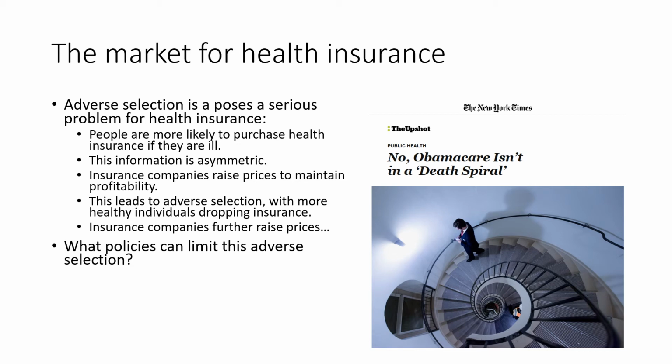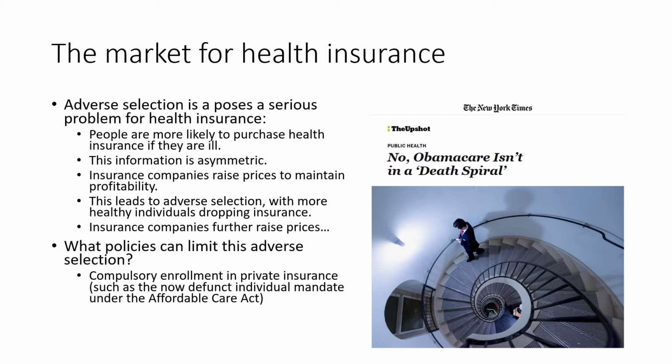What policies can limit this adverse selection? Compulsory enrollment in private insurance, such as the now defunct individual mandate under the Affordable Care Act. So if there is a compulsory enrollment in private insurance for individuals, then this policy may limit the adverse selection where only sick people buy insurance. Because if everyone is required to buy insurance, then both sick people and people who are well will buy insurance. Another policy is universal tax-financed coverage like Medicare for all. So these are just some policies that are able to limit adverse selection.